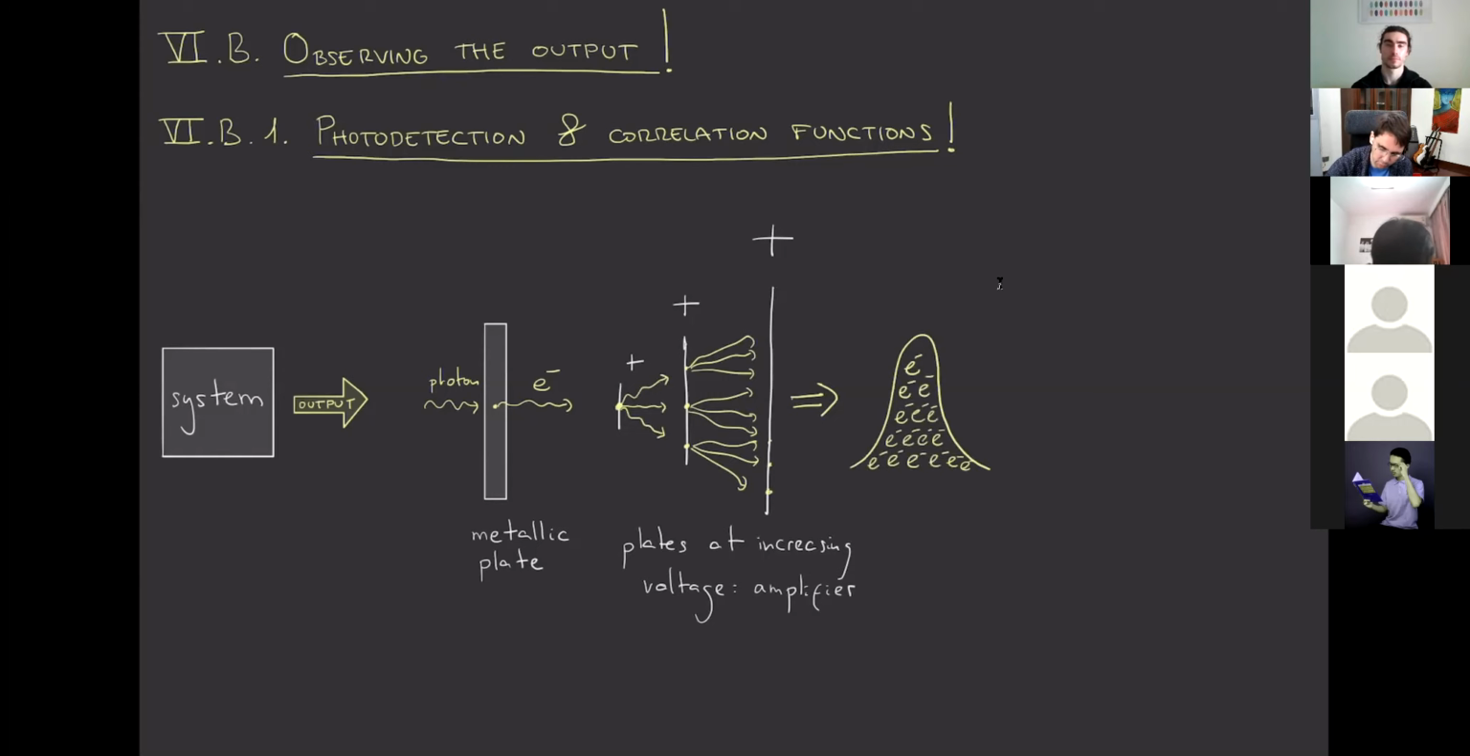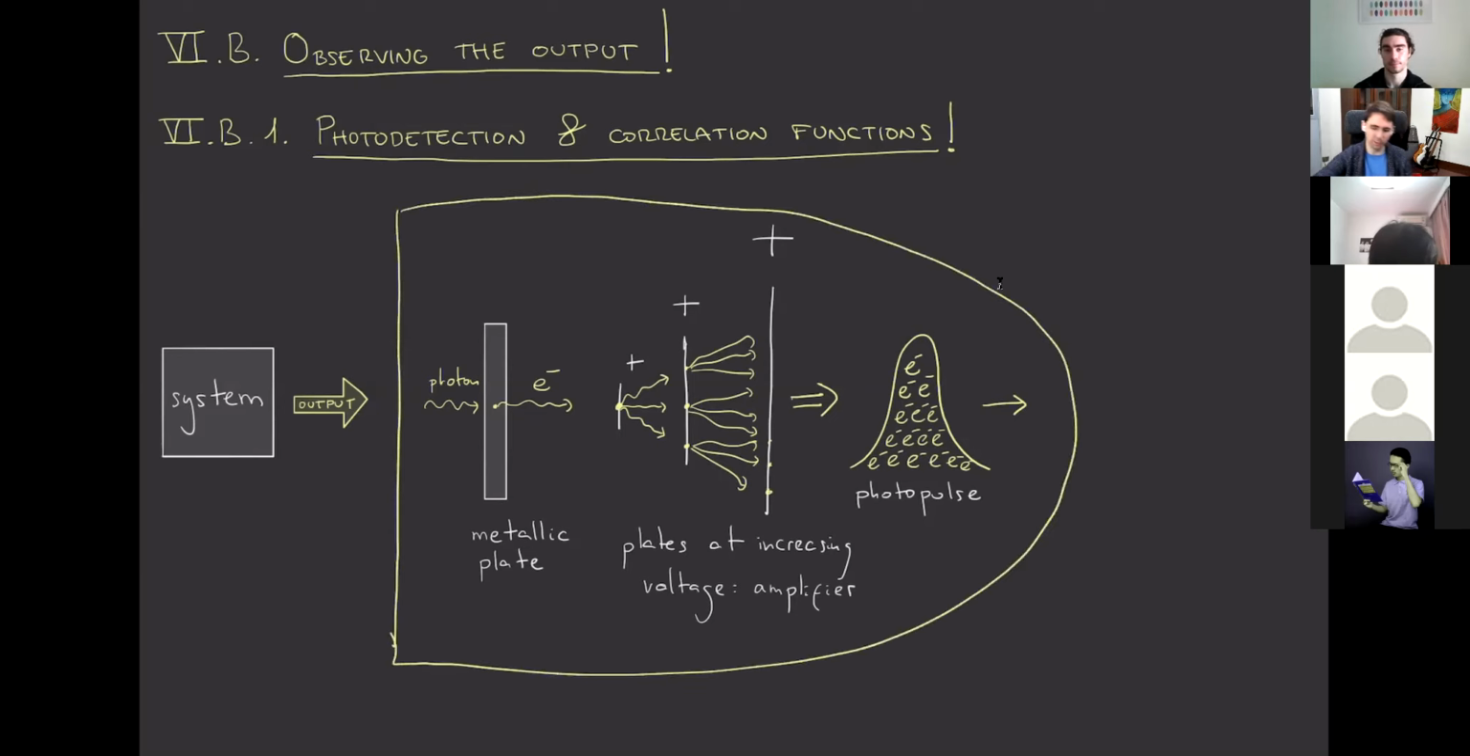Okay, so this is called the photopulse. It's an electric current pulse that has been generated by a single photon. Each photon will create one photopulse, and this photopulse will just move on, and this is the fundamental description of the photodetector.